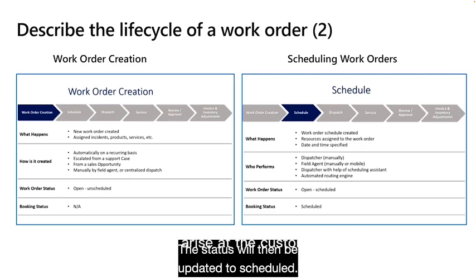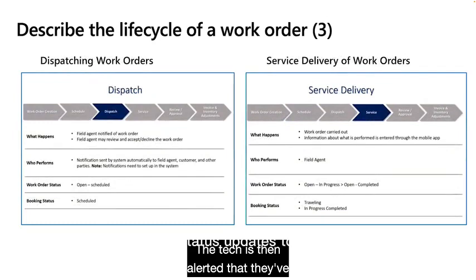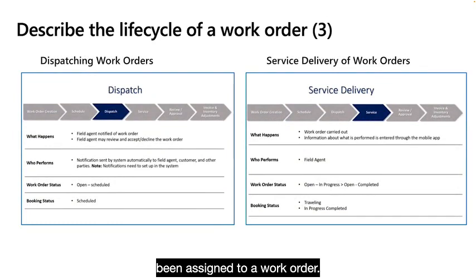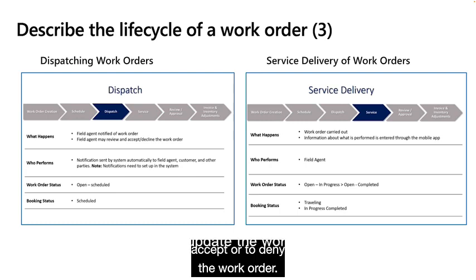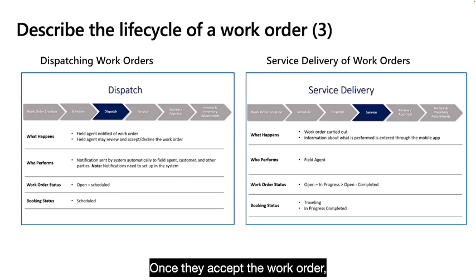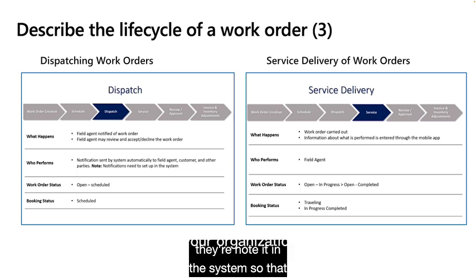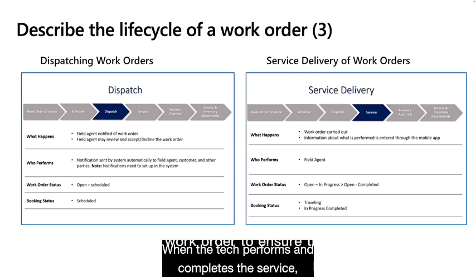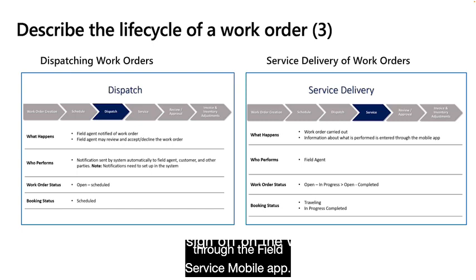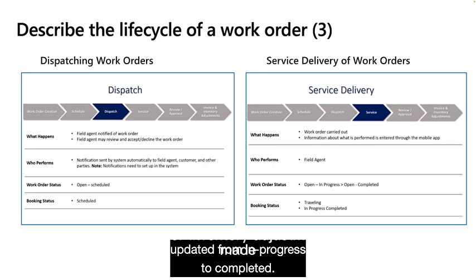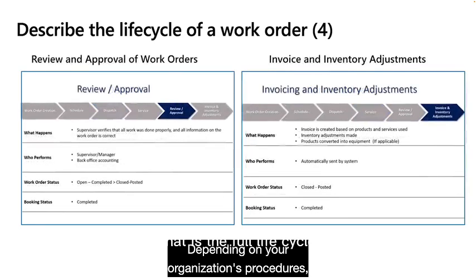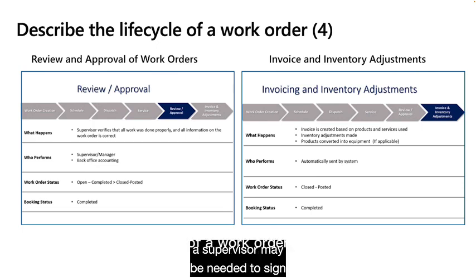Once the tech arrives at the customer's location, they'll note it in the system so that the status updates to in progress. And when the tech performs and completes the service, they'll update the work order through the Field Service mobile app. The work order status will then be updated from in progress to completed. Depending on your organization's procedures, a supervisor may be needed to sign off on the work order to ensure that it's completed. After they sign off on the work order, the status will be updated to closed, and any invoices or inventory adjustments can then be made. That is the full life cycle of a work order.